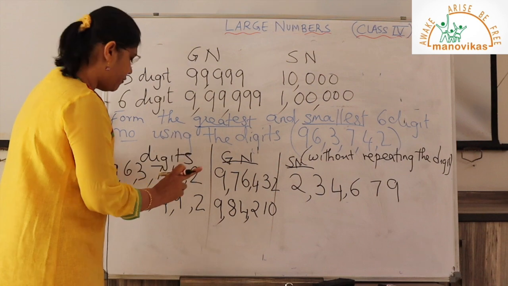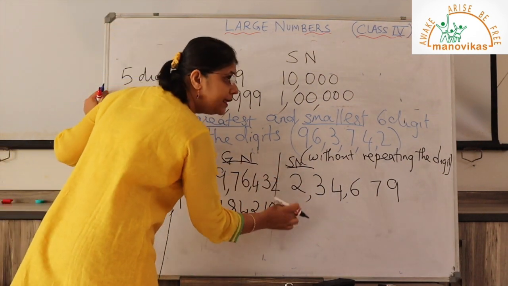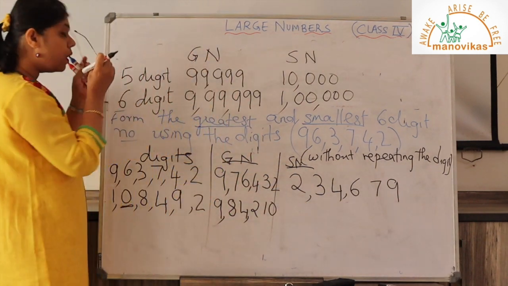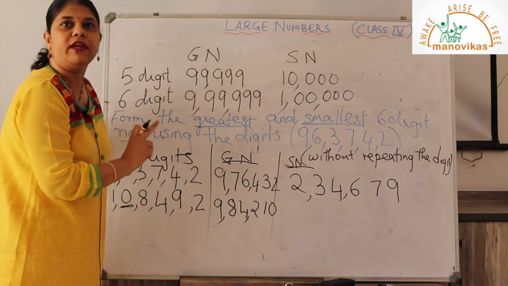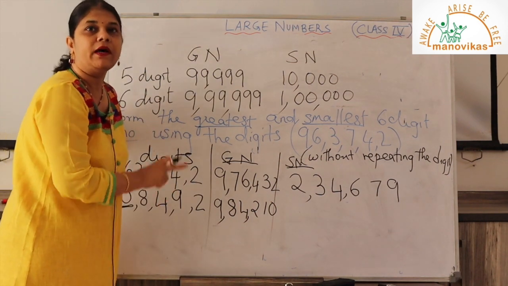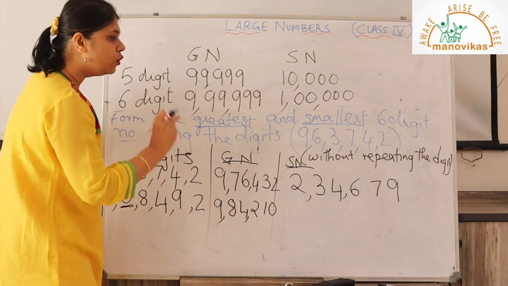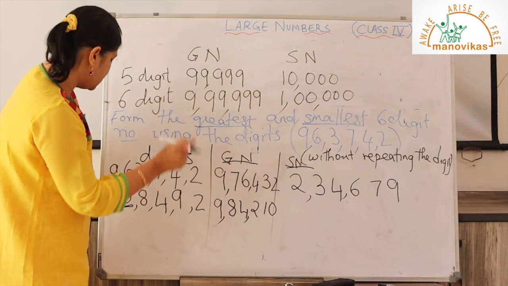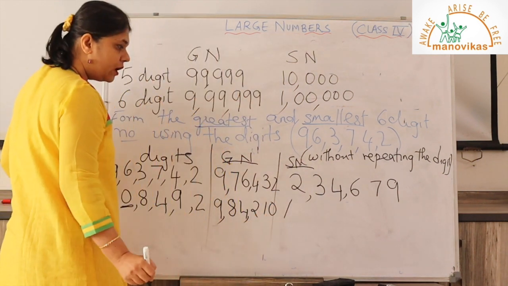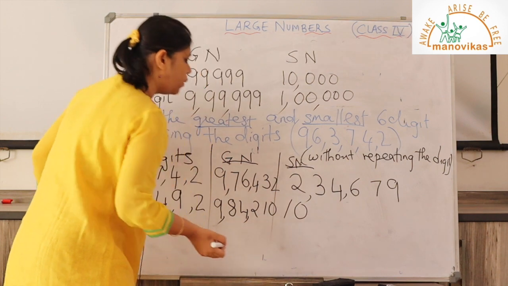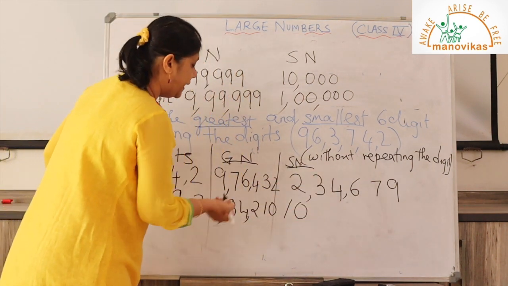Now be careful, one of the digits is 0. So you cannot write a 0 in the beginning, because then it will be a 5-digit number instead of a 6-digit number, right? So what do we do? Which is the next smallest number here? 1. So write 1 first, followed by the 0, and then write the other digits in the ascending order.